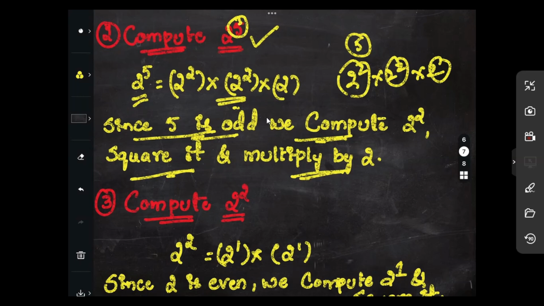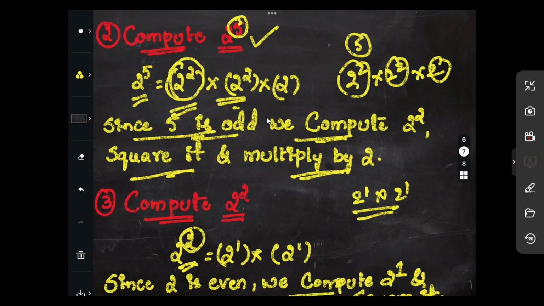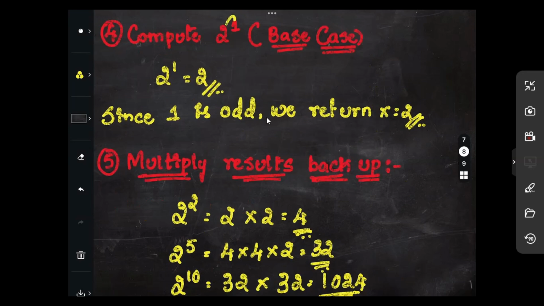So the third step, we have 2 squared. 2 squared equals 2 to the power of 1 into 2 to the power of 1, because 2 is even. Since 2 is even, we compute 2 to the power of 1 and finally square it. Let's come to the fourth step: 2 to the power of 1 is the base case. Since 1 is odd, we return x, which equals 2. 2 to the power of 1 equals 2.